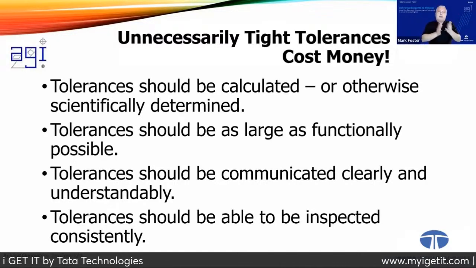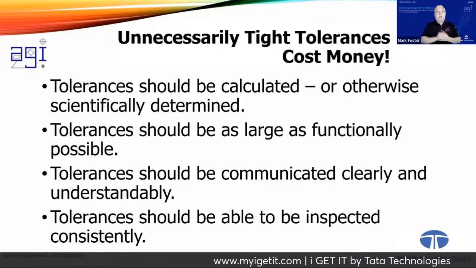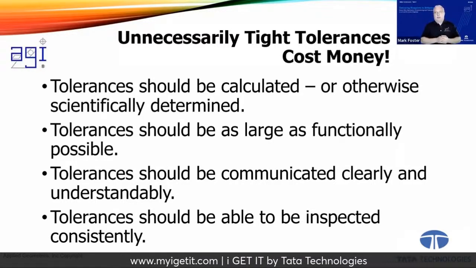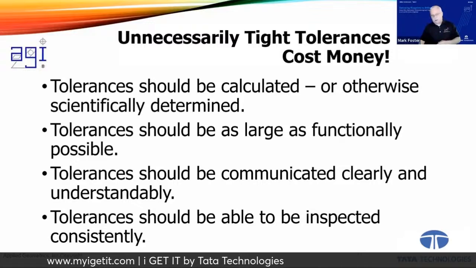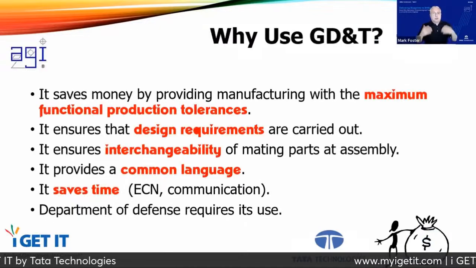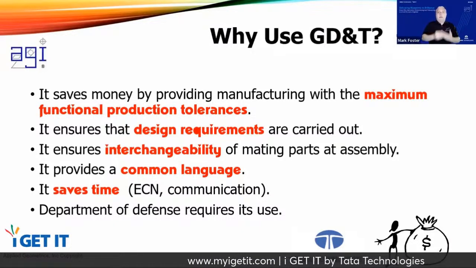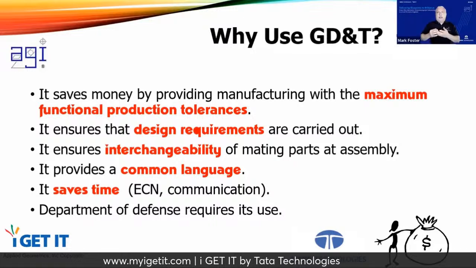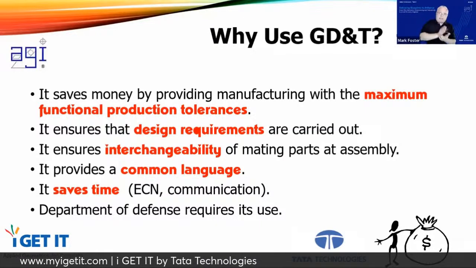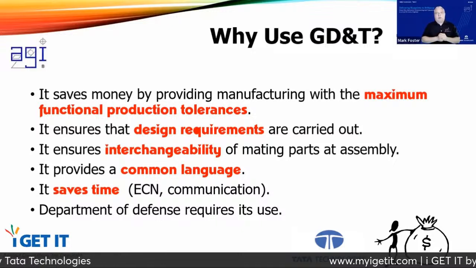And we have to communicate these tolerances in a clear, understandable and unique way so that everybody up and down the line understands exactly what those tolerances are and how to check them. We need to be able to inspect them consistently. Okay, so the why behind GD&T is because it saves money. It gives us the ability to put on our designs the maximum possible yet still functional tolerances. And that's what we need to make things work.